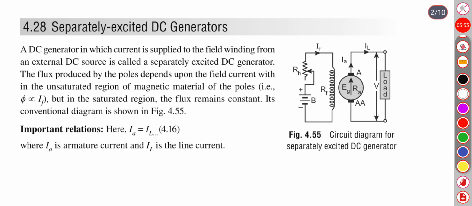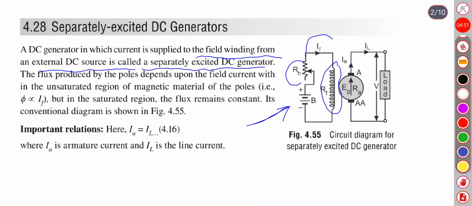Now, the separately excited DC generators. A DC generator in which current is supplied to the field winding from an external DC source is called a separately excited DC generator. So this is the field winding of the shunt DC generator, and it is excited through this battery via a variable rheostat to control the field current.